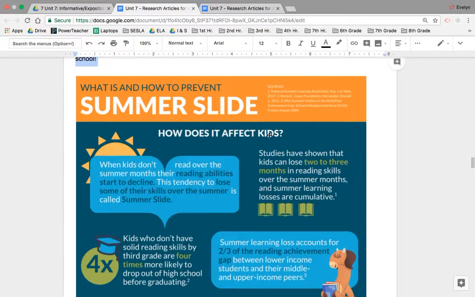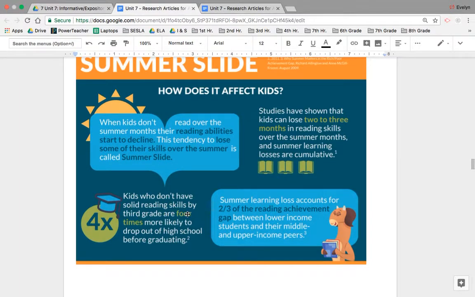Summer slide, what it is and how to prevent it. How does it affect kids? When kids don't read over the summer months, their reading abilities start to decline. This tendency to lose some of the skills over the summer is called summer slide. We already wrote that in our notes. Studies have shown that kids can lose 2 to 3 months in summer skills over the summer months, and summer learning losses are cumulative. That means they add up every summer.